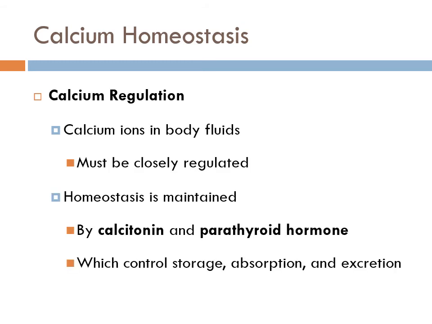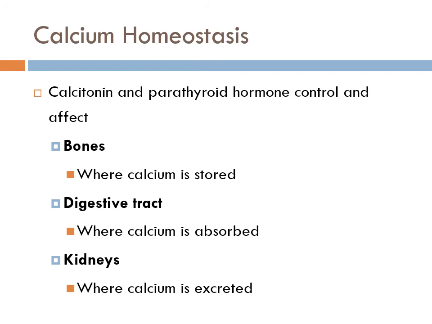Calcium is very closely regulated, and it's regulated by two hormones, calcitonin and parathyroid hormone. And they control the storage of calcium, the absorption of calcium from the digestive system, and the excretion of calcium through the kidneys and in the urinary system. So they're affecting the bones where the calcium is stored, the digestive tract where calcium is absorbed, and the kidneys where calcium is excreted.